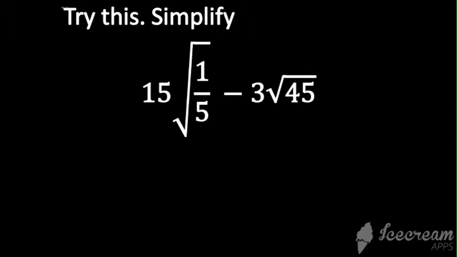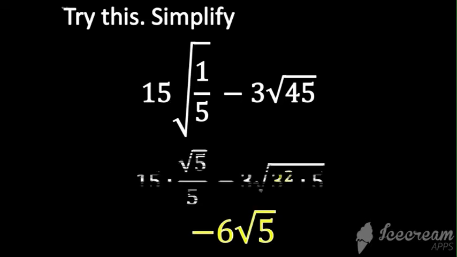Fifteen times the square root of 1/5 minus 3 times the square root of 45. The answer is negative 6 times the square root of 5.